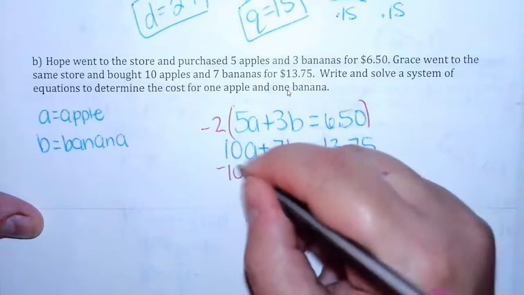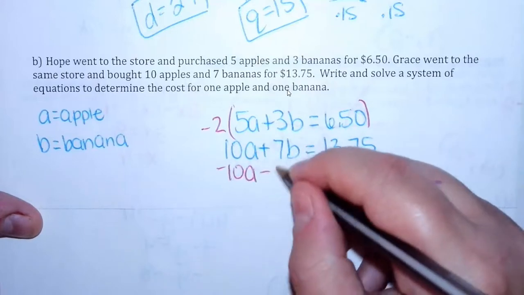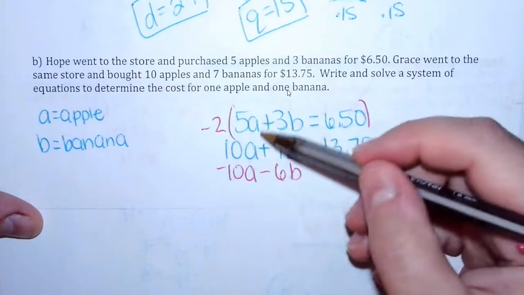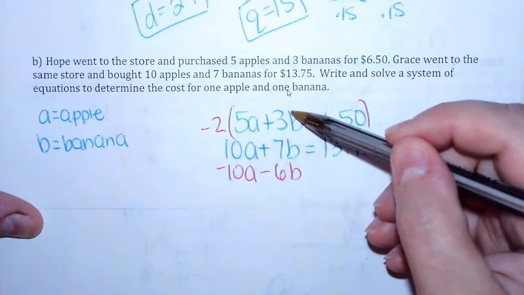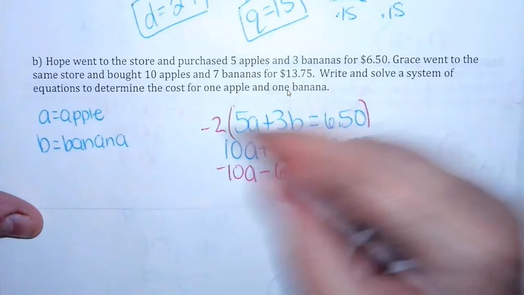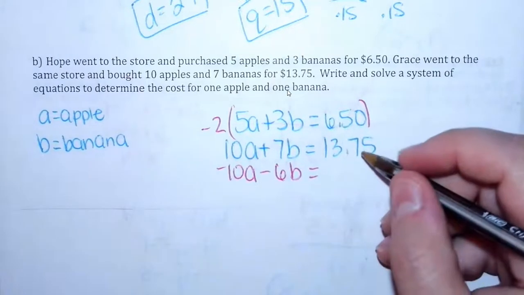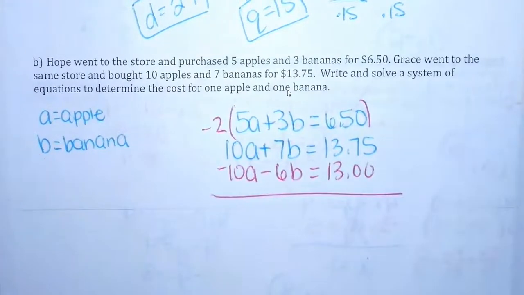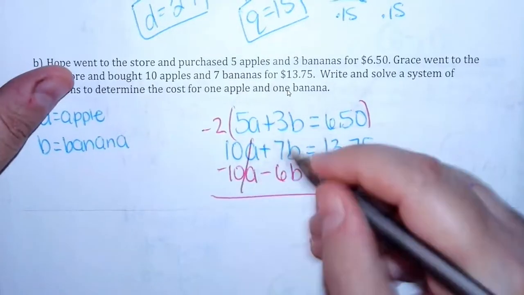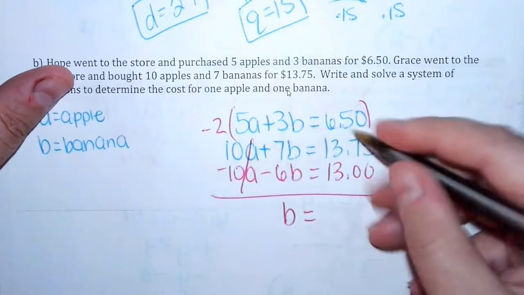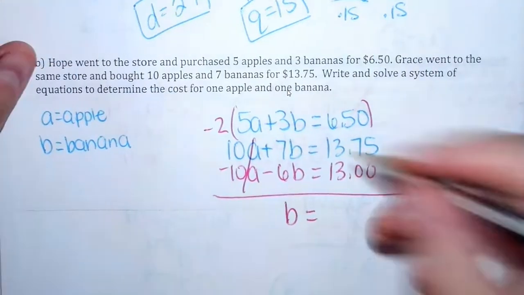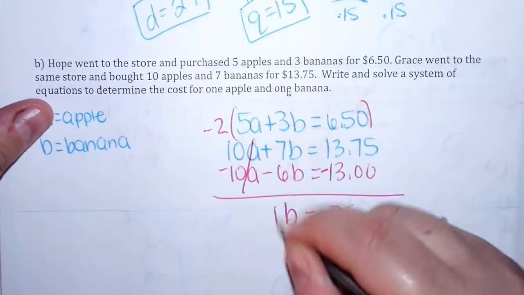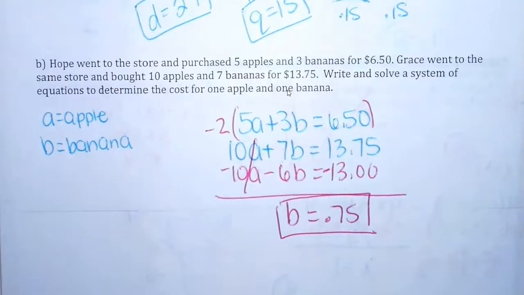So I'm going to just write it right underneath to save a little bit of space. So that would turn into -10 times my apples. -2 times 3 is going to give me -6, and then -2 times 6.50 is going to give me -13. And I'm just writing it like that so it's easier to subtract. This will just give me B, and 13.75, whoops, I didn't put my negative, minus 13 is just going to give me 0.75. So in that case, all the bananas are 75 cents.